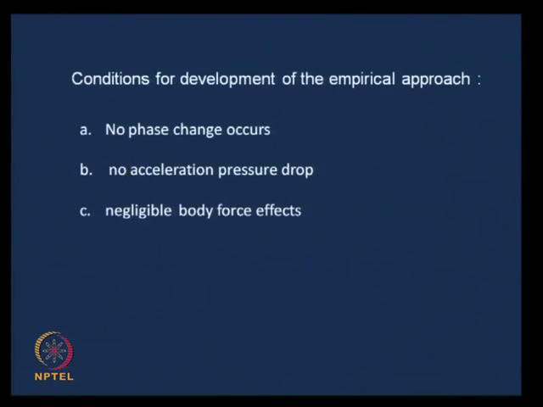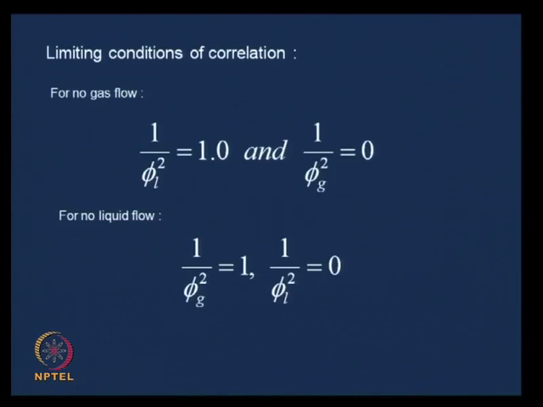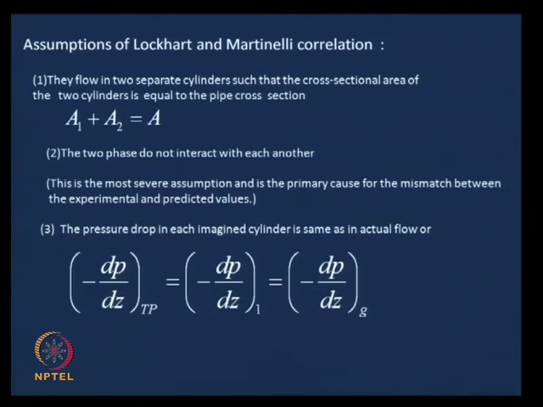After that, we discussed why we tried to develop a correlation between phi L square and phi G square, and not phi L O square and phi G O square. That means we tried to develop a correlation between two phase multipliers based on the liquid portion flowing alone in the pipe and the gas portion flowing alone in the pipe, instead of the entire mixture flowing as liquid or the entire mixture flowing as vapor.